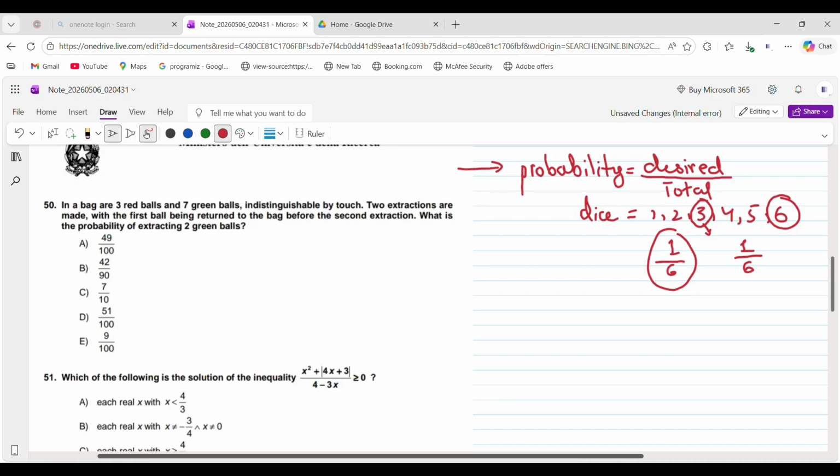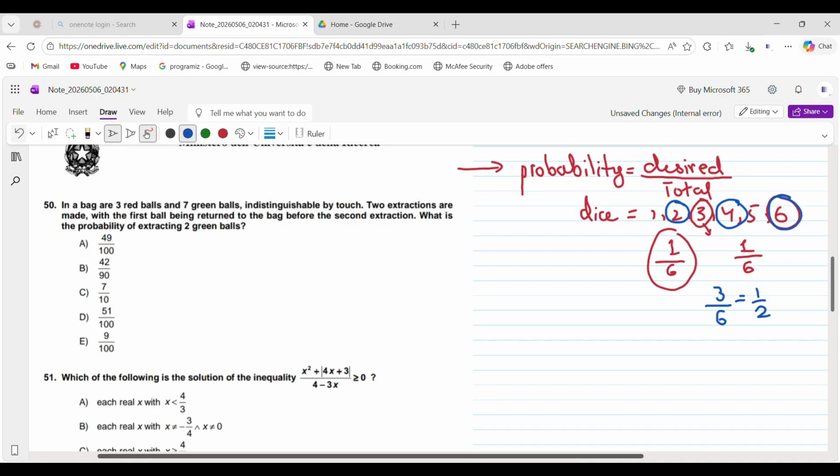Now, if I ask you, what's the probability of finding even numbers in the dice? How many even numbers do we have? We have 2 as an even number, 4 is an even number, and 6 is an even number. So, we have 3 even numbers. Our desired number of events is 3, and the total number of events is 6. After simplifying it, we get 1 by 2. So 1 by 2 is the probability of having an even number, and 1 by 2 of course would be the probability of finding the odd number. So this is how simple it is.